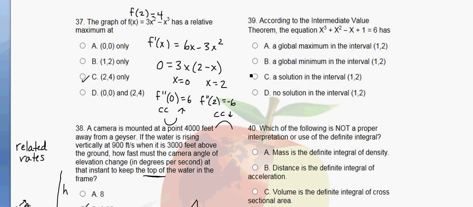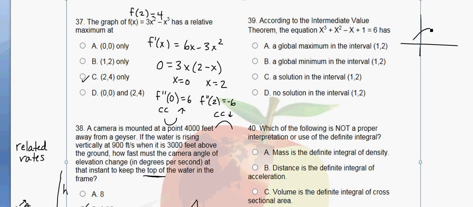Okay, according to the intermediate value theorem, this equation equals 6 has, and we're looking for a choice. So the intermediate value theorem tells us that the gist of it is basically this: if you have some function and for some x values, let's say here and here. So in this case, this is going to be our 1 and 2. So I'll call this just a and b.